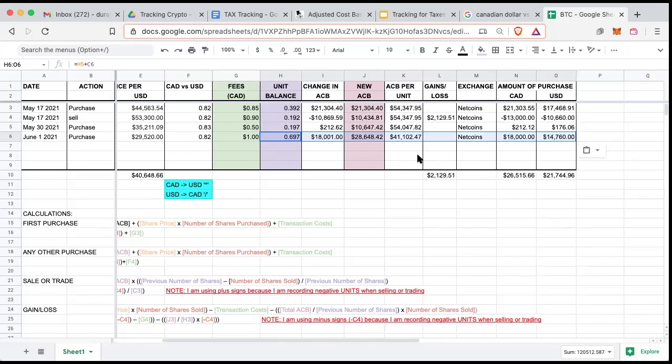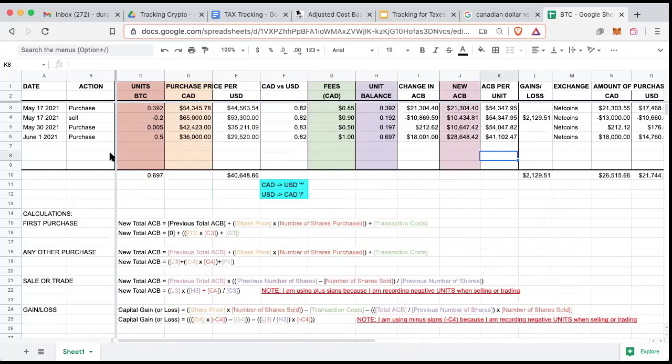And it does the calculations for me for this line. The same thing could happen for a sale. Let's say on June 3rd, you made a sale and you sold half of what you just bought a few days before, so 0.25 of a Bitcoin, because the price ballooned up to $65,000. The exchange rate stayed the same. The fee was 99 cents.